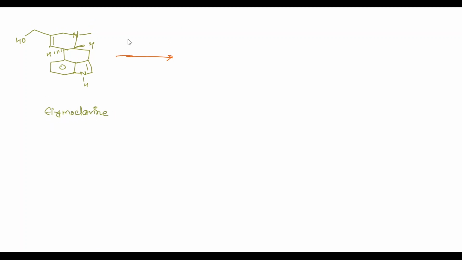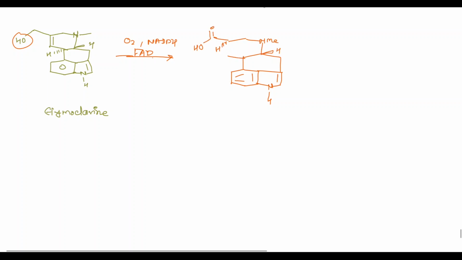In the next step, oxidation takes place by using O2, NADPH and FAD of this alcohol to carboxylic acid, and we get paspalic acid. In the next step, allylic isomerization takes place, giving conjugation with the aromatic ring system, and we get lysergic acid as a product.